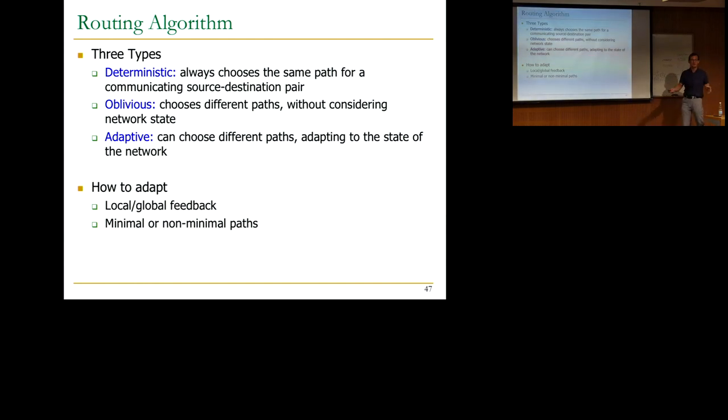Whenever you do non-minimal routing, you need to be very careful. You need to ensure that you're making progress to your destination, right? So non-minimal paths can lead to livelock issues in the network.